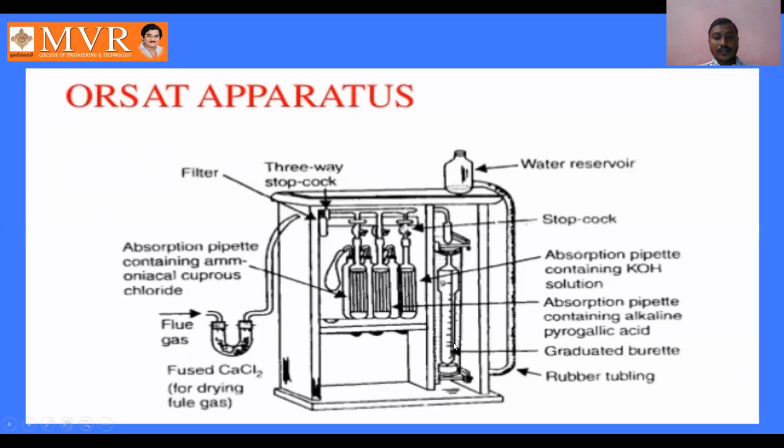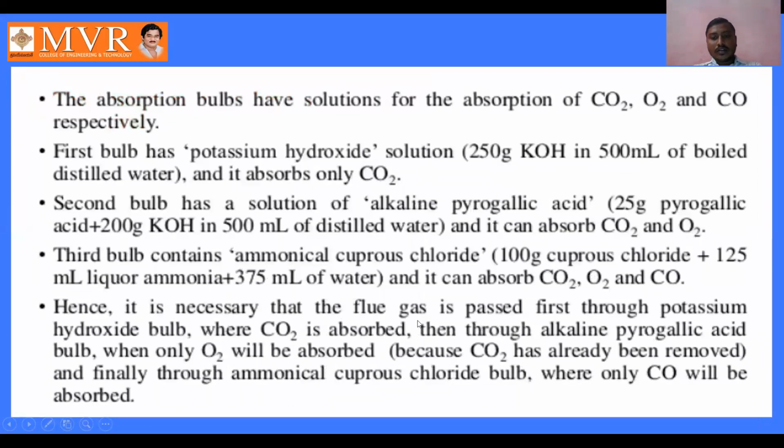And what are the gases which enter here after opening of the water reservoir valve? First the gas enters the KOH solution. Hence it is passed first through the potassium hydroxide bulb where CO2 is absorbed. When the gas enters the hydroxide bulb, CO2 is absorbed. Then through the alkaline pyrogallic acid bulb, where only O2 will be absorbed. And finally through the ammoniacal cuprous chloride bulb, where only CO will be absorbed.